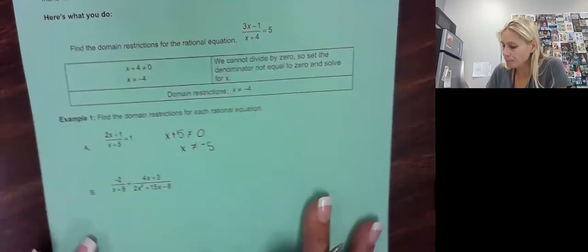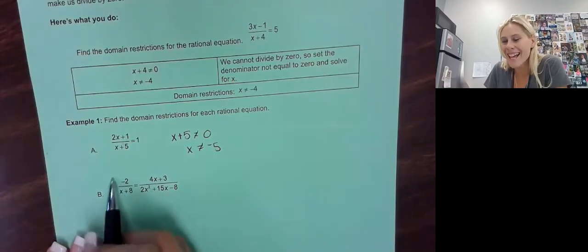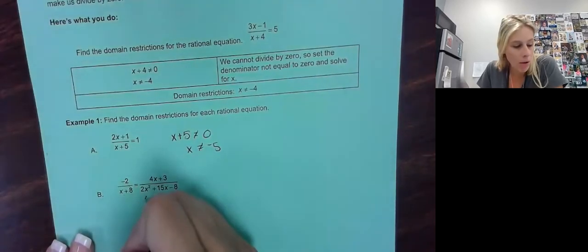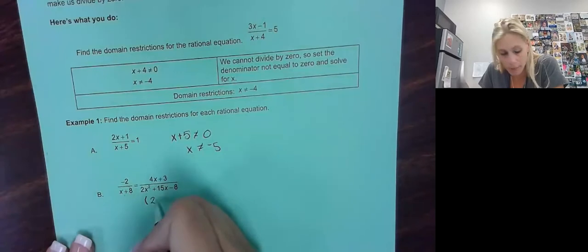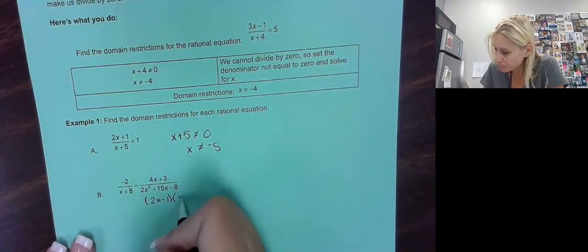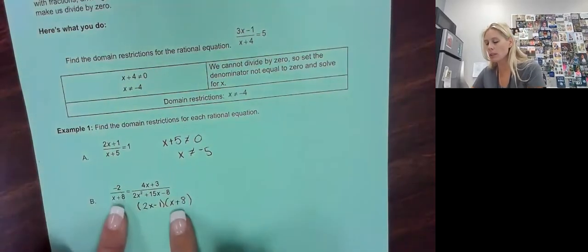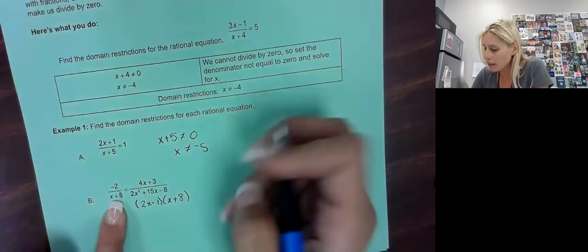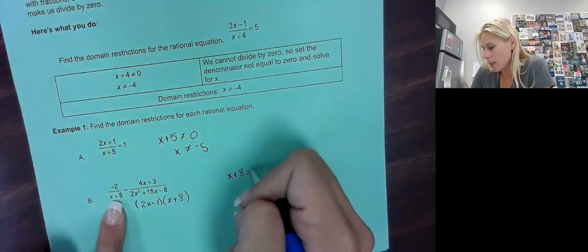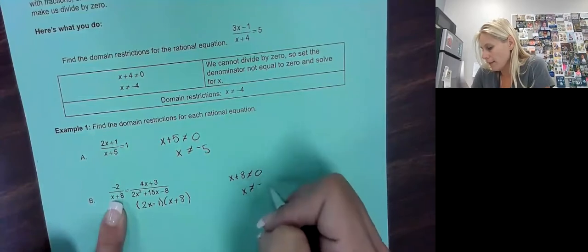In B, okay, I see this right side, left side. Left side is factored, but on this right side here, I need to factor this. Now, of course, I'm going to factor it really quickly. You can do it by your box or your grouping. Now, I see that both denominators have an x plus 8. So, of course, x plus 8 cannot be 0, making x not equal to -8.